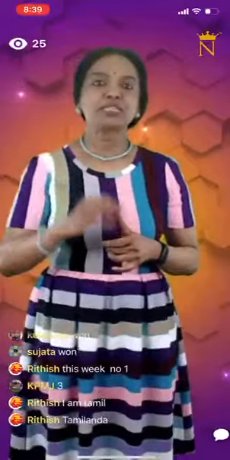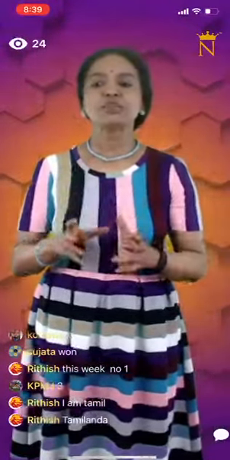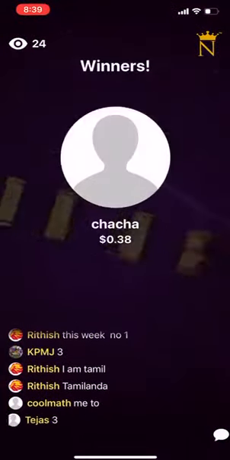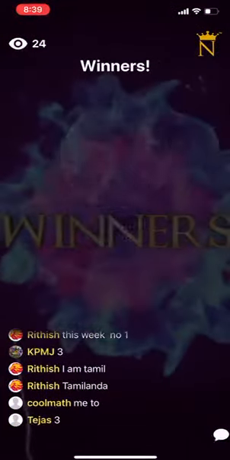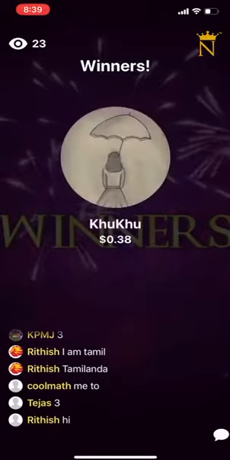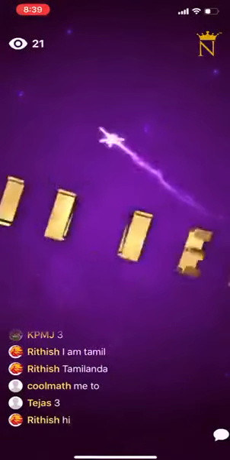8 players won this problem. So 8 of you, we are crowning you all as NumberRoyals today for the show. Let's see their names. So 8 of you are sharing $3.38 each: Chacha, Siddharth, Numbers Guy, Ritish, Sujata, Kuku, Aji, and Kausalya.